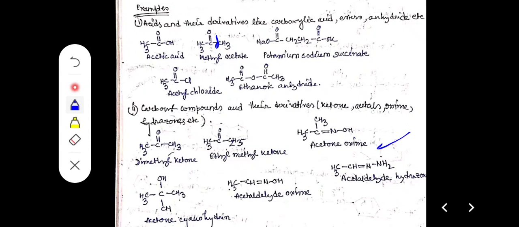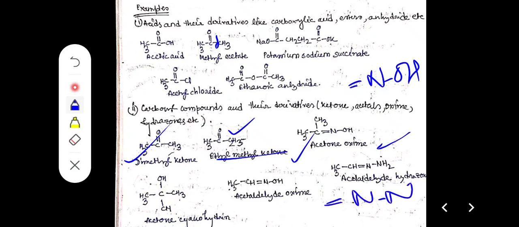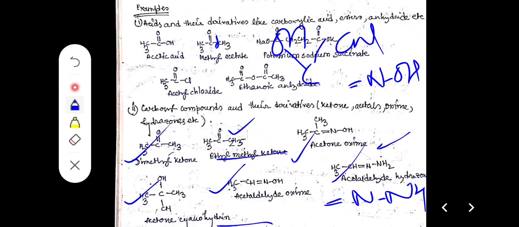Carbonyl compounds: there should be acetone, and ethyl methyl ketone. We have to consider that E comes first, then M, so we have to maintain alphabetical order. Acetone oxime: if a double bond NOH group is there, that should be termed as oxime. If a double bond NH2 group is there, that should be termed as hydrazone. If a carbonyl compound reacts and produces OH and CN, it is termed as cyanohydrin. Okay.